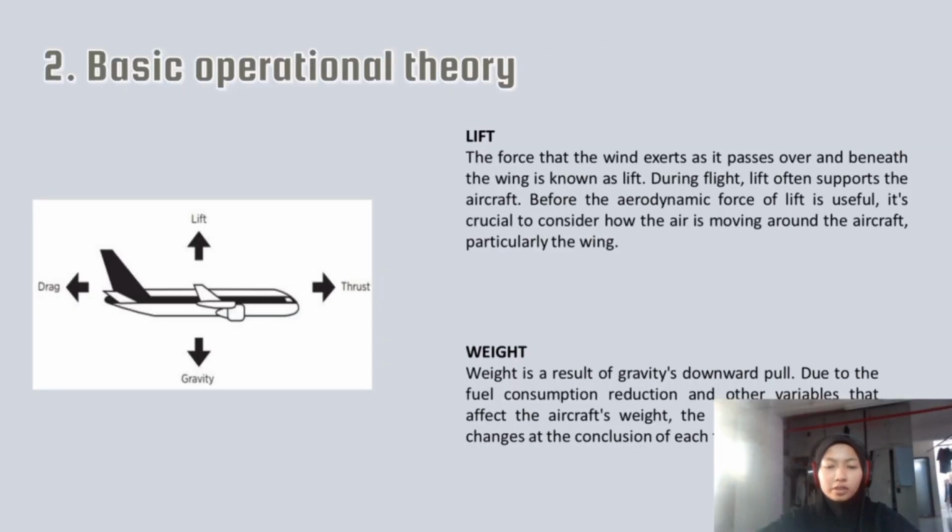The basic operational theory: first is the lift. Lift is the force that the wind exerts as it passes over the top of the wing. Next, the weight. Weight is the result of gravity's downward pull.